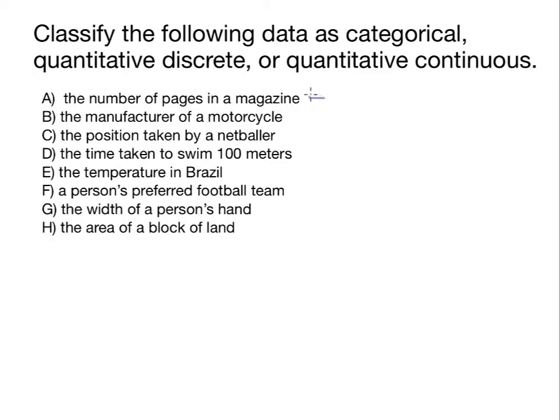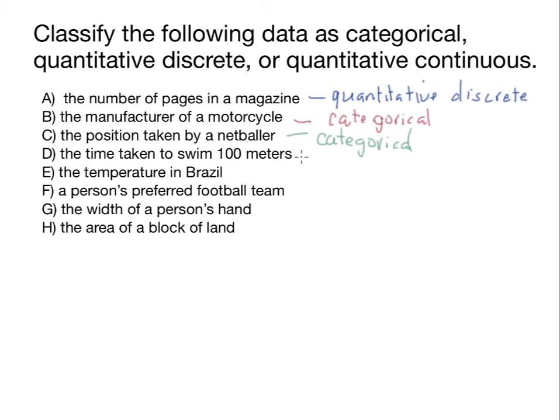So let's look at a few examples here. You might want to pause and see if you can figure these out. Classify each of these variables, these data. The number of pages in magazines, well, that's quantitative discrete. The manufacturer of a motorcycle, well, there are different companies, so that's categoric. Position taken by a netballer, well, that's categoric. The time it takes to swim 100 meters, well, that is quantitative continuous, because we have any time in between, to the millisecond.